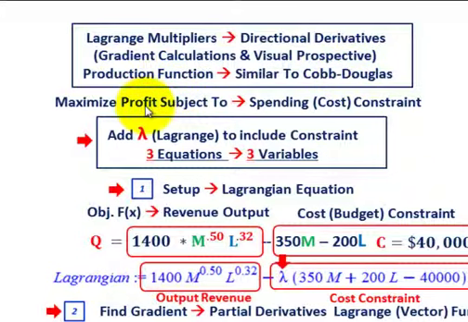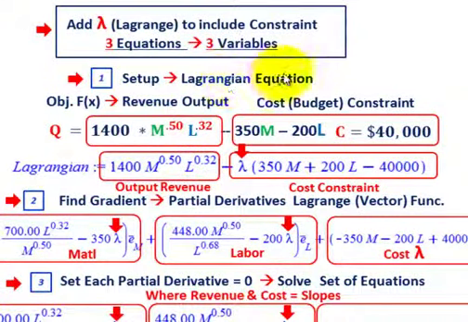So what we're going to be doing here is we're going to try to maximize some profit subject to some spending or cost constraint. And the reason we add in this Lagrange multiplier, this Greek symbol I'm showing here, is to include the cost constraint. So we're going to end up with 3 equations and 3 variables because we're dealing with a multivariate calculus type problem.